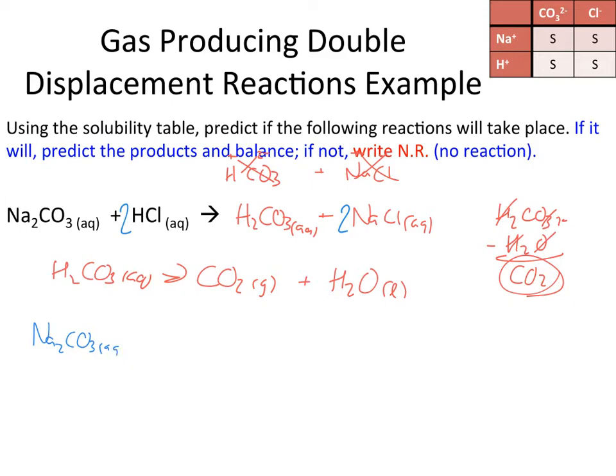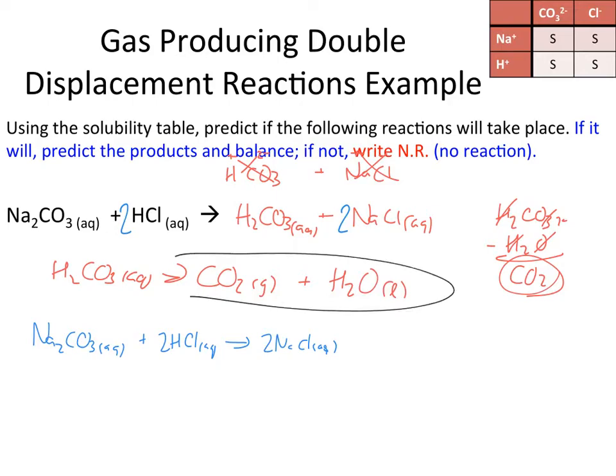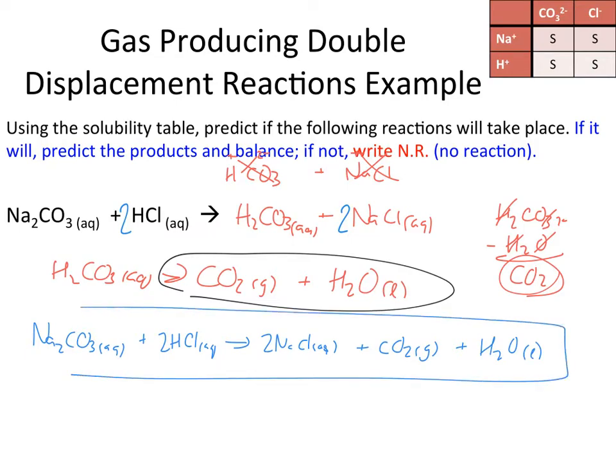I'm going to have my Na2CO3 aqueous plus 2HCl aqueous, and that will form 2NaCl aqueous. Now we're not going to write H2CO3 because that actually doesn't occur. It can't be isolated. It breaks down into CO2. So what we do is we substitute what H2CO3 is, and that is going to be plus CO2 gas plus H2O liquid. And there is our final equation.